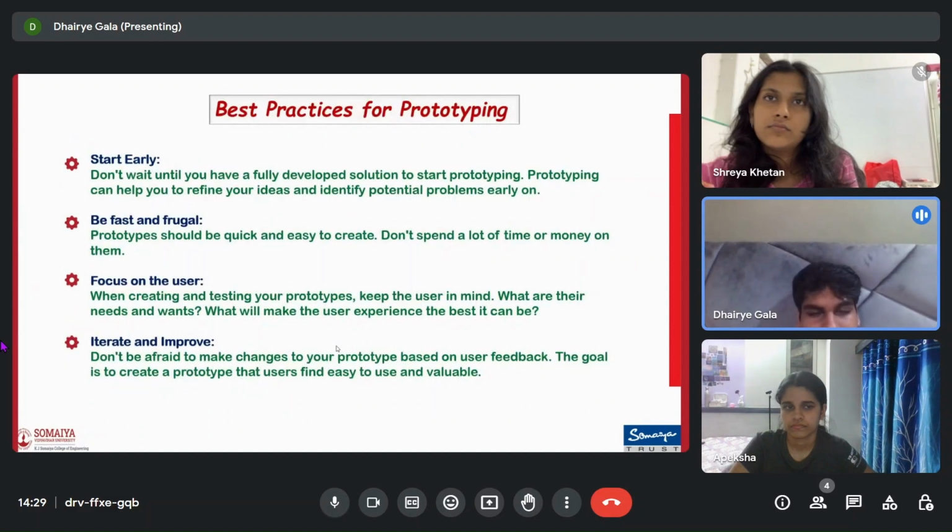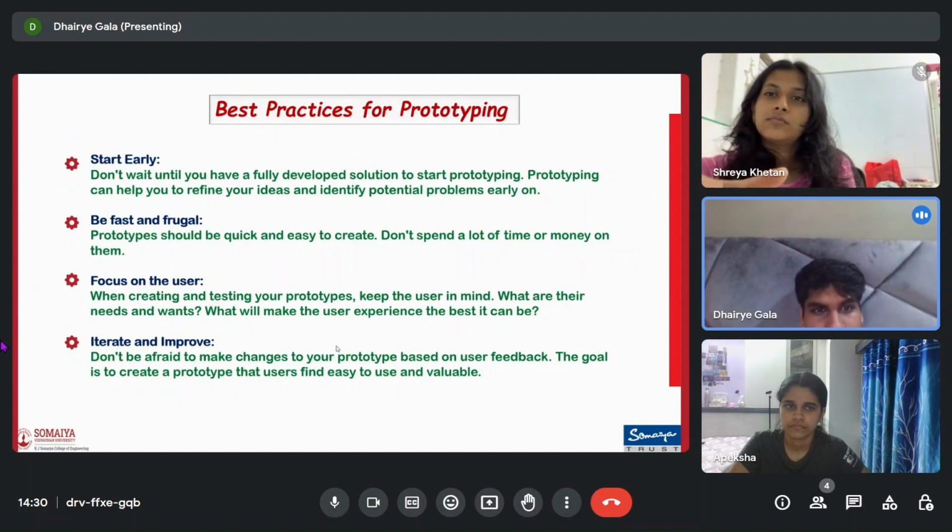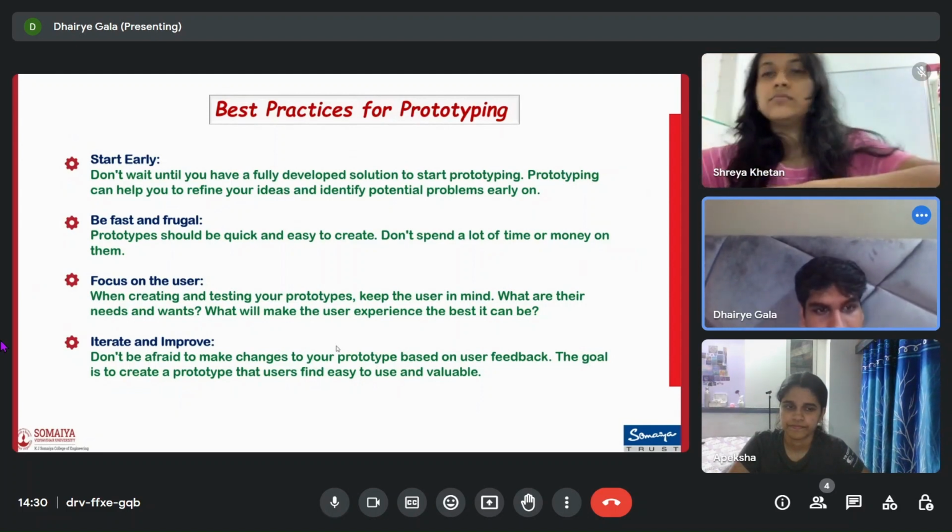So these given below are the best practices for prototyping. First is obviously starting early and not waiting until you get a fully developed solution. These can help you to refine your ideas and identify potential problems early on. Be fast and frugal. Prototypes should be quick and easy to create, and they should not have a lot of time or money spent on them intensively.